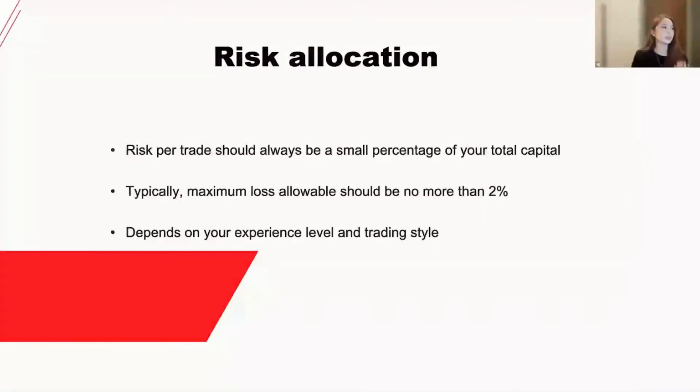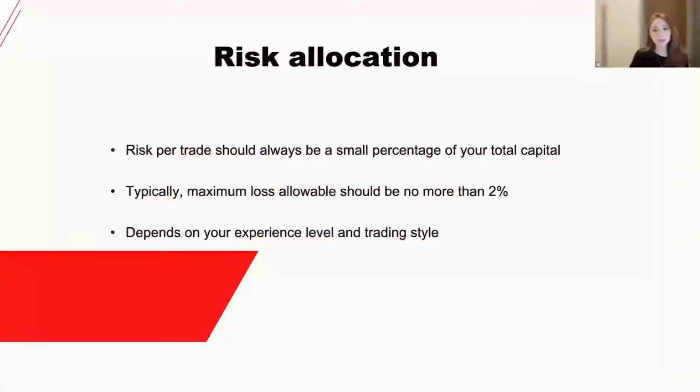Risk allocation basically means risk per trade should always be a smaller percentage of your total capital. For example, you are putting 2,000 out of your 500,000, so you're looking at a very small percentage of your total capital. Typically the maximum allowable loss should be no more than 2%. 2% is a good gauge.